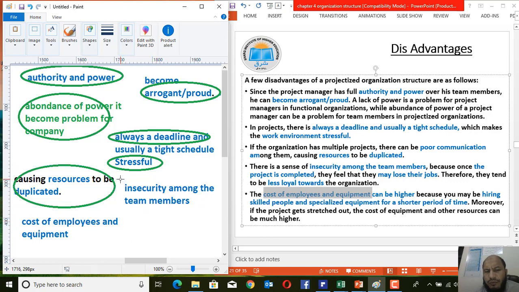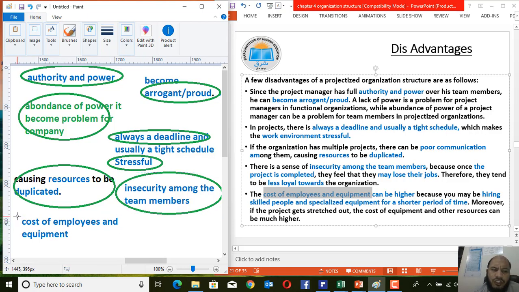Here the project team members are also insecure, because when the project activity is completed, they may lose their job. So that's why they will not show their interest perfectly. They will not show, for example, higher interest towards the goals and the milestones of the project. They will always be in a hurry or struggling to find other jobs in the market.